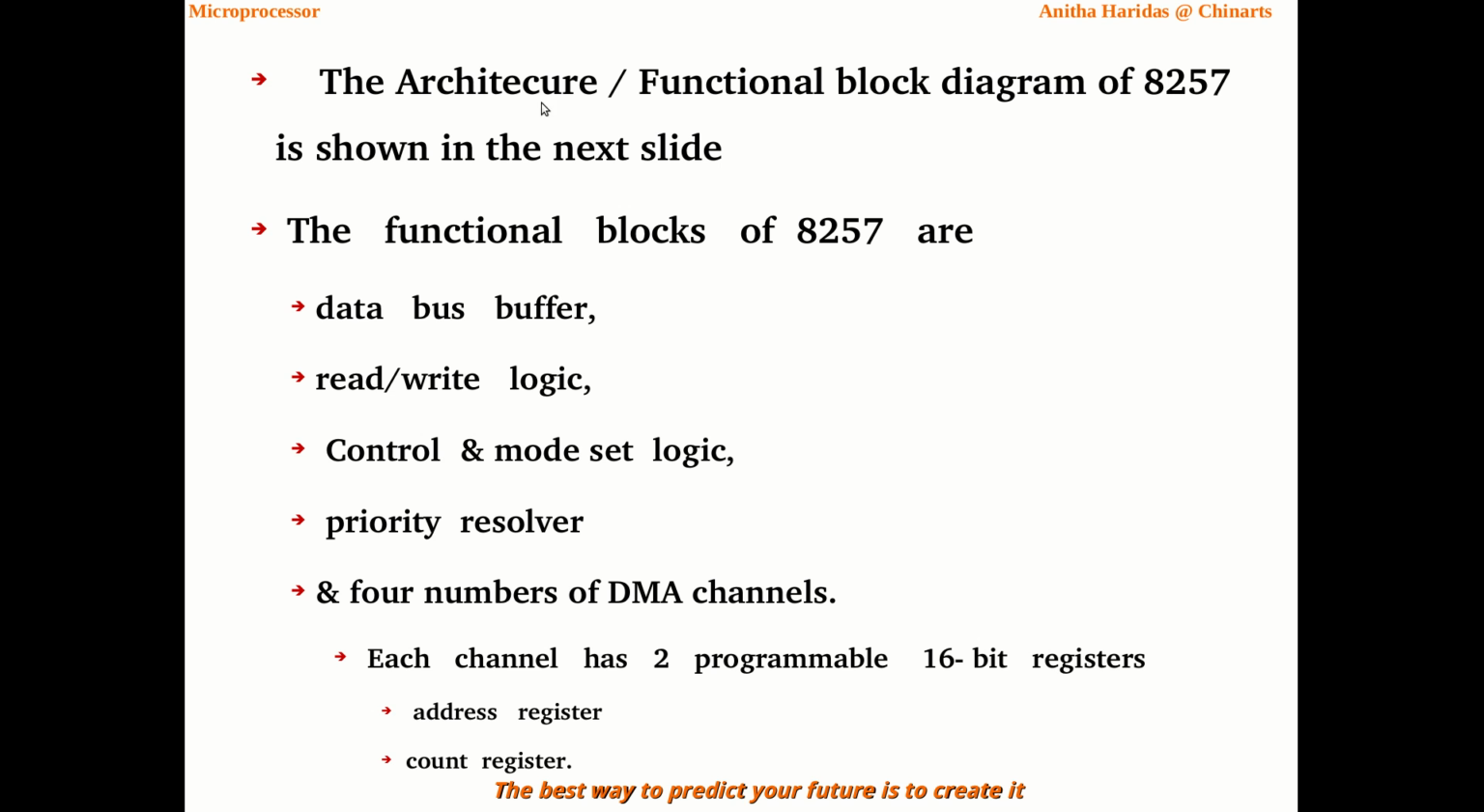The 8257 architecture is also known as the functional block diagram. Sometimes you might have studied it as functional block diagram of 8085, 8086, but you can also call it as the architecture of the microcontroller. Now the architecture or the diagram of 8257 contains this many number of components.